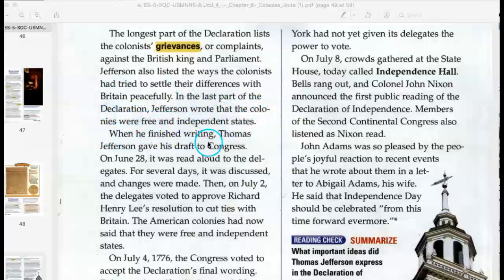When he finished writing, Thomas Jefferson gave his draft to Congress. On June 28, it was read aloud to the delegates. For several days it was discussed and changes were made.